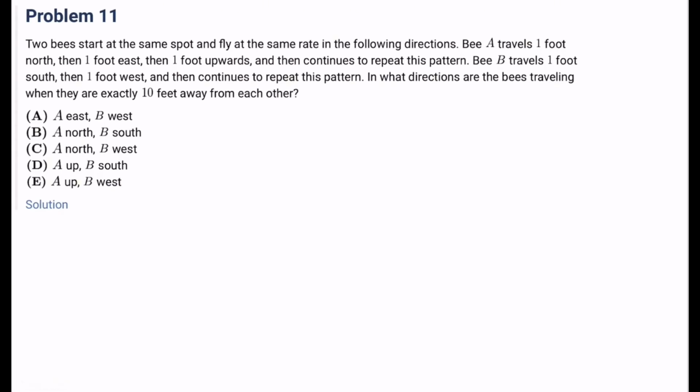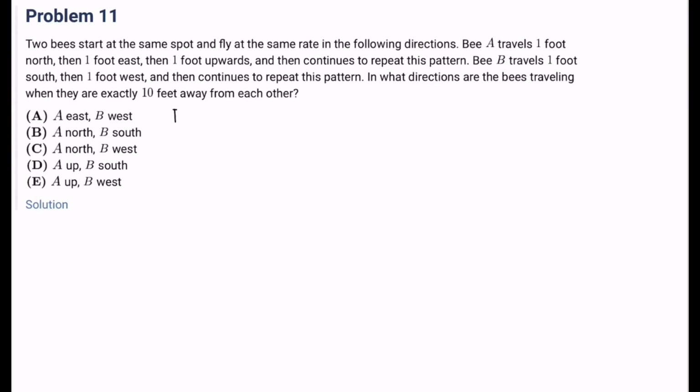2 bees start at the same spot and fly at the same rate in the following directions. BA travels 1 foot north, then 1 foot east, then 1 foot upwards, then continues to repeat this pattern. BB travels 1 foot south, then 1 foot west, then continues to repeat this pattern. In what directions are the bees traveling when they are exactly 10 feet away from each other?